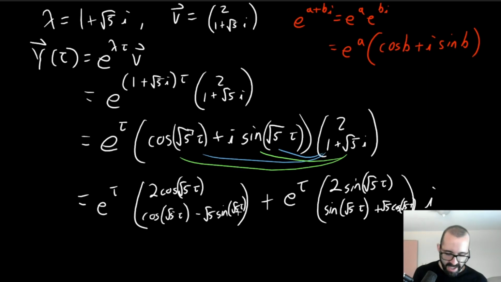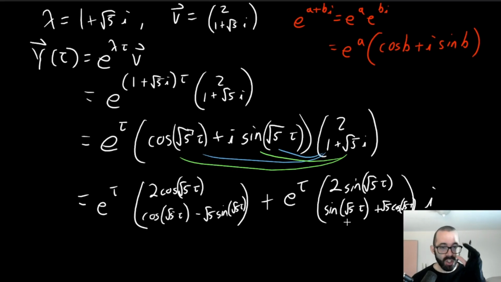Let me check my answer, check my work, make sure that we're good here. We got 2 cosine of root 5t, cosine of root 5t minus root 5 sine of root 5t. Good. And then the other one, the imaginary part, is 2 sine of root 5t, root 5 cosine of root 5t plus sine of root 5t. Great. I gave myself a little milepost.